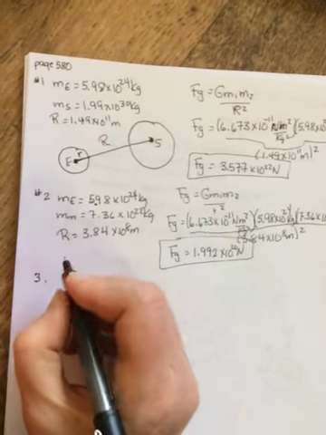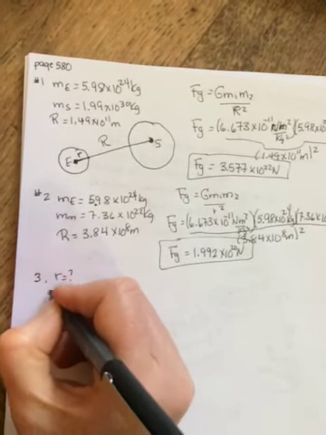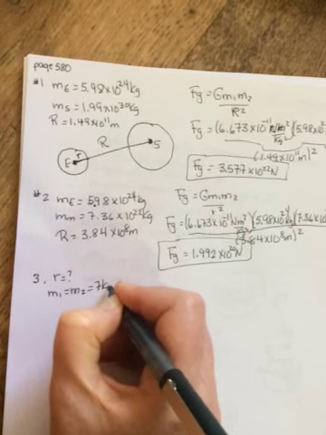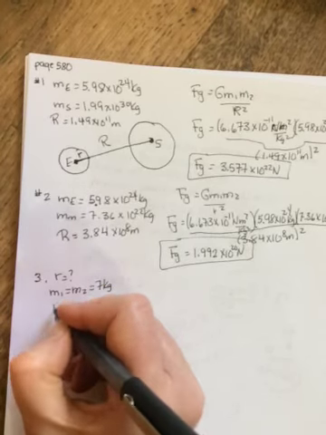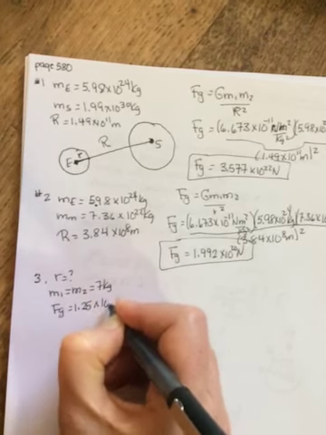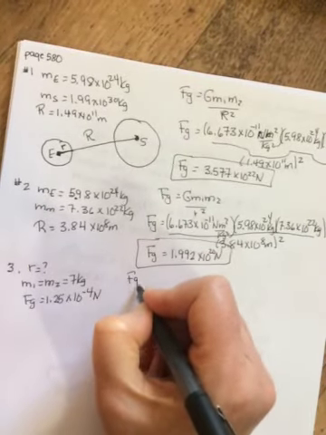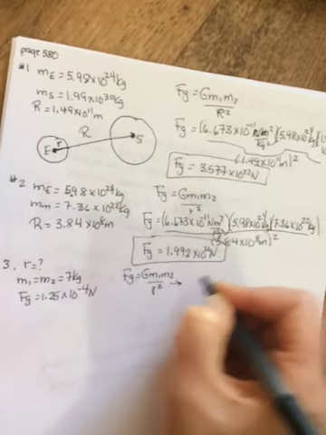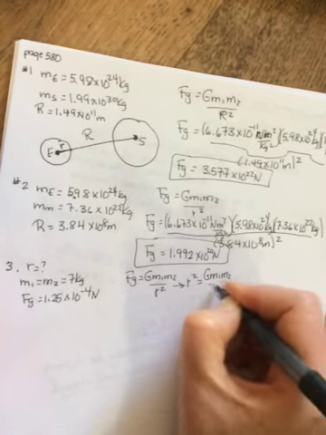Number 3, how far apart, so you're looking for R, how far apart would you have to place two 7-kilogram bowling balls? So M1 equals M2 equals 7 kilograms, in order to have the gravitational force of attraction, the Fg, to be 1.25 times 10 to the negative 4 newtons. Okay, so you're rearranging Fg equals G M1 M2 over R squared for R squared. So R squared is equal to G M1 M2 over Fg.